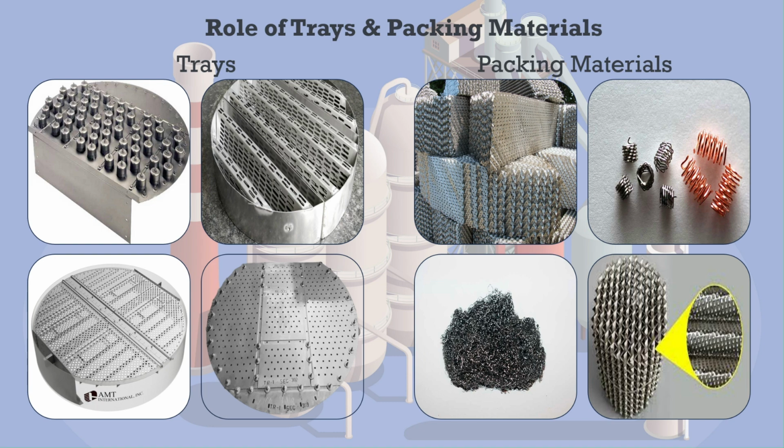Liquid flows along the surface of the packing while vapors flow over and through it, allowing mass transfer to occur across the wetted surfaces. Packed columns often offer lower pressure drops than tray columns, making them suitable for vacuum operations or when handling temperature-sensitive or corrosive materials.